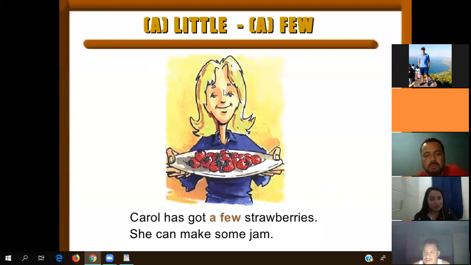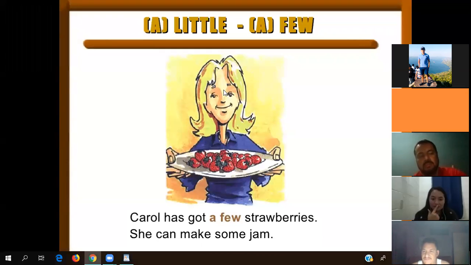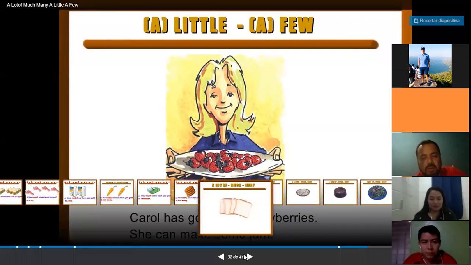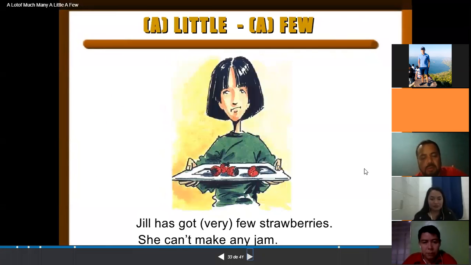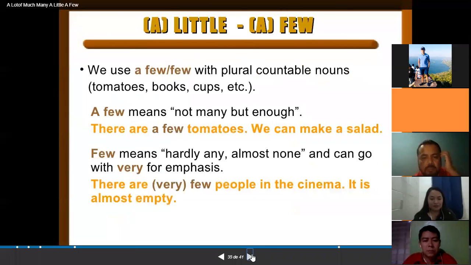Jorge Alberto, just read the example. Read quickly, guys. Come on. Carol has got a few strawberries. She can make some jam. Strawberries. Very good.